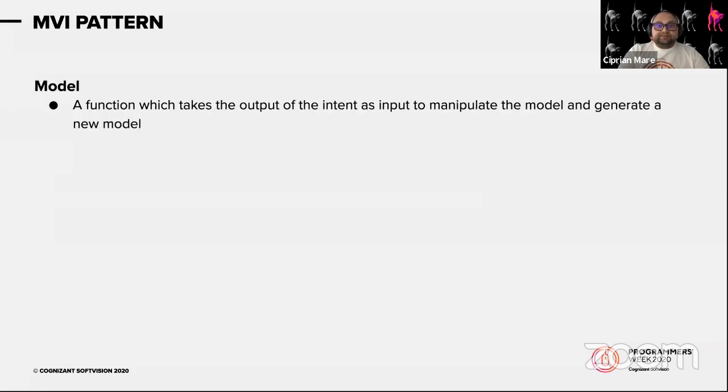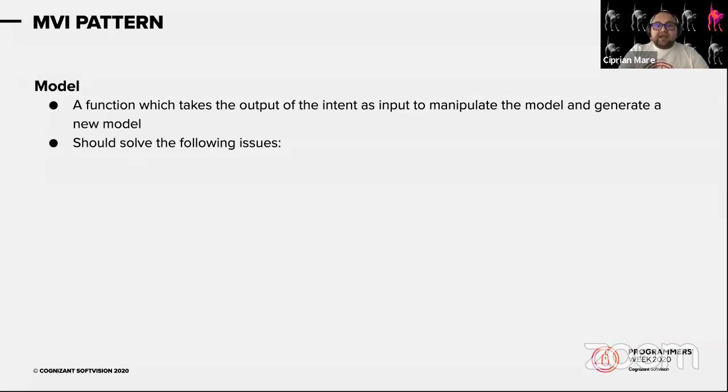The model function takes the output from intent as input to manipulate the model. The output of this function is a new model, and it will be passed as a parameter to the view function. Basically, the model function calls our business logic using an interactor, use case, repository, or something else, and delivers a new object as a result.